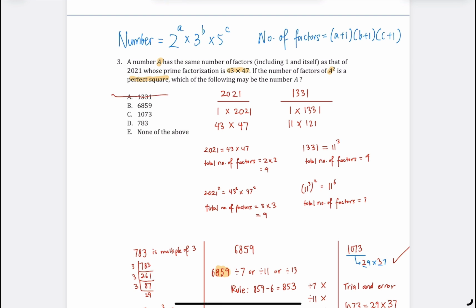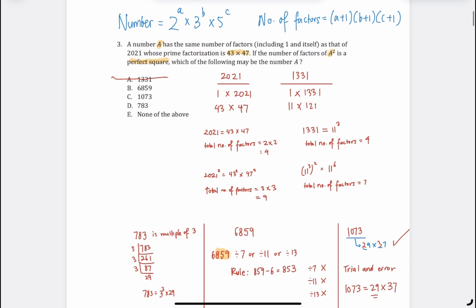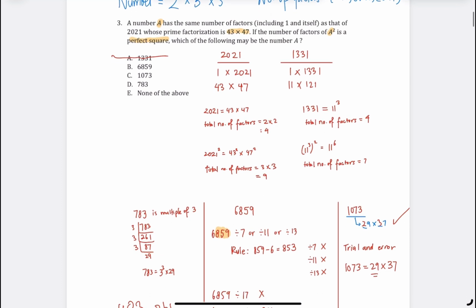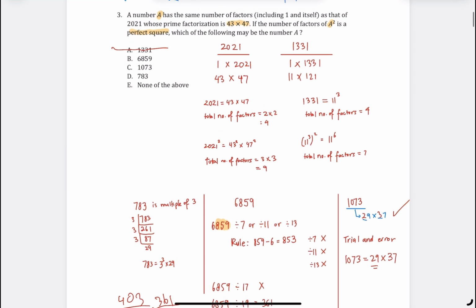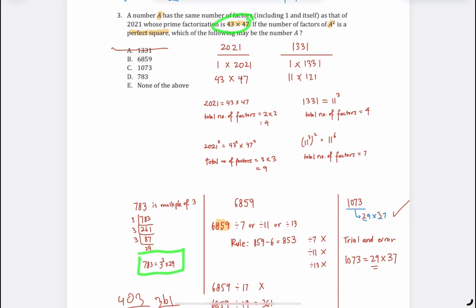Okay, then you can check B, C and D. For B and C, it is a bit difficult to find the factors. 783 is the easiest because 783 is a multiple of 3. So you divide by 3, divide by 3 again, until you have 3 to the power of 3 times 29. Okay? Then this form is not equal to this form, so I can safely remove this as an option.